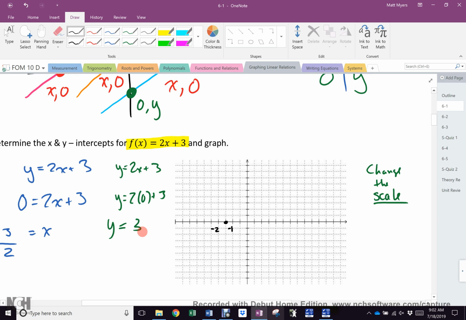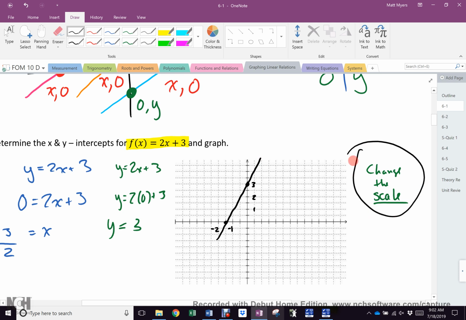3. So, if I keep the same scale, then this is 1, right? Where's 2? How far up do I go before I get to 2? I got to go 2 squares. Then until I get to 3, 3 squares. And there is my y-intercept. 3, 2, 1. Does everybody understand?